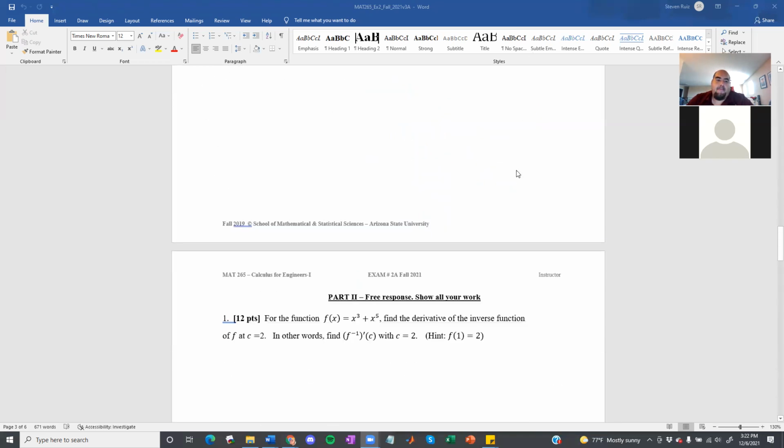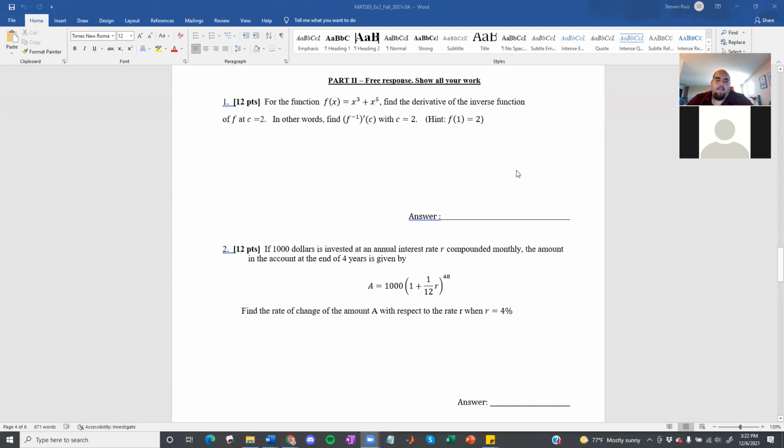Okay, moving on to the free response. For the function f, find the derivative of the inverse function of f at c, in other words, f of 1. These are the ones that kind of confuse me, the inverse function. So do we take the derivative first and then we flip it? Well, let's take the derivative and then we'll talk about it. So the derivative of this is what? It'd be 3x squared plus 5x to the fourth.